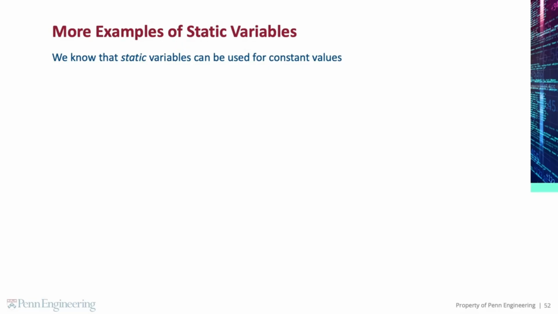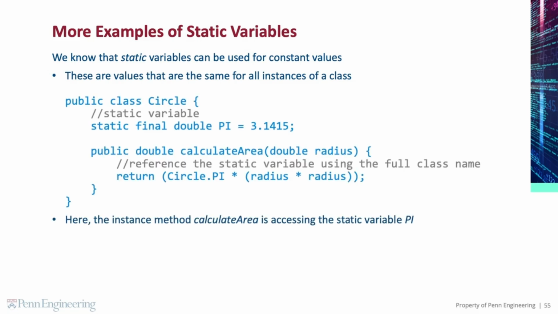We know that static variables can be used for constant values. These are values that are the same for all instances of a class. Here, in the Circle class, the instance method calculateArea needs the value of pi to calculate the area of a circle with a given radius. Pi is never going to change, so it's stored as a static final variable in the Circle class, so the calculateArea method can access it. This is legal. As a rule, instance methods can access static variables.